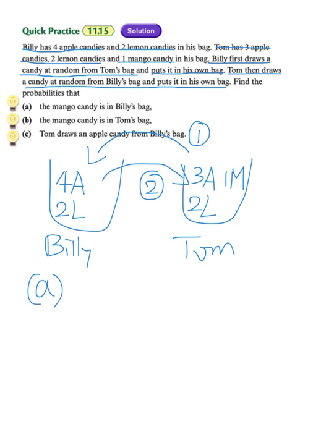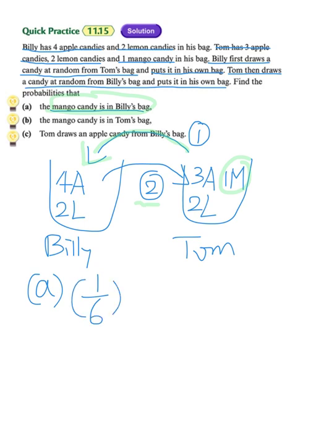After the whole process, if the mango candy is in Billy's bag, that means you can imagine that Billy needs to pick the mango from Tom. But for the second process, Tom cannot take it back, in order to make sure the mango candy is still in Billy's bag. So in the first process, you need to take the mango. That means 1 over 3 plus 2 plus 1, which is 6.